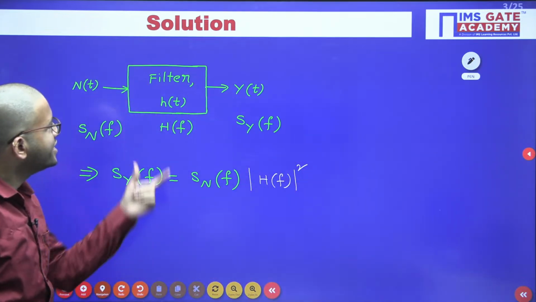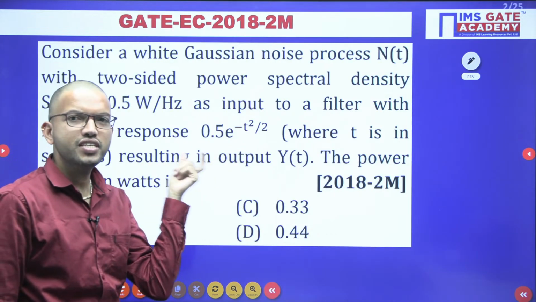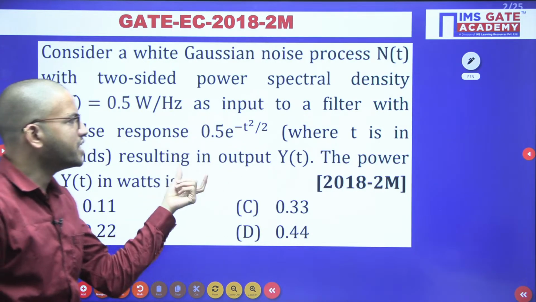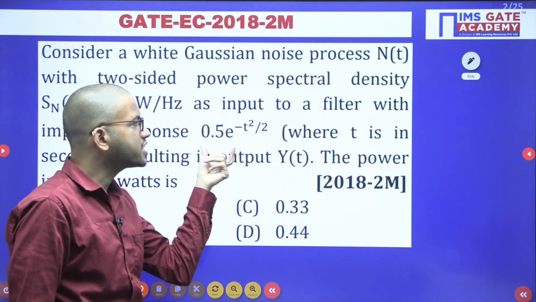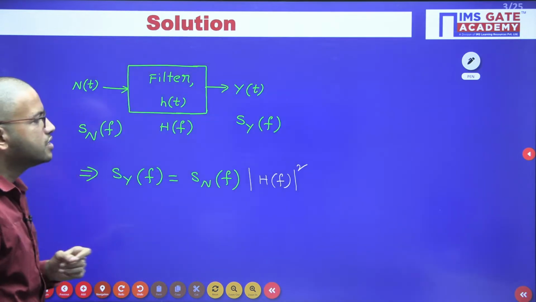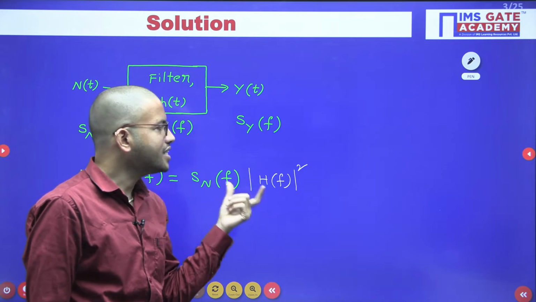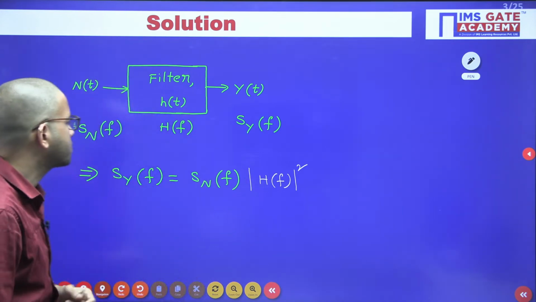But here in this question they have given h of t, and they haven't given H of f. If you want, you can calculate H of f by applying the Fourier transform to it. But here, without finding the Fourier transform, we can easily calculate. I will explain in short how it is.